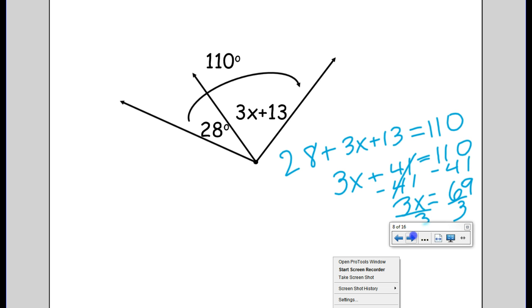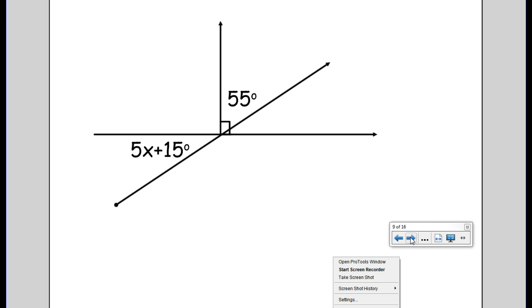X is? Did you get 23? Or did I go too fast and not give you enough time to solve? 23. Part plus part equals whole. Moving on. Step up your game. Good job. Solve for x, please.